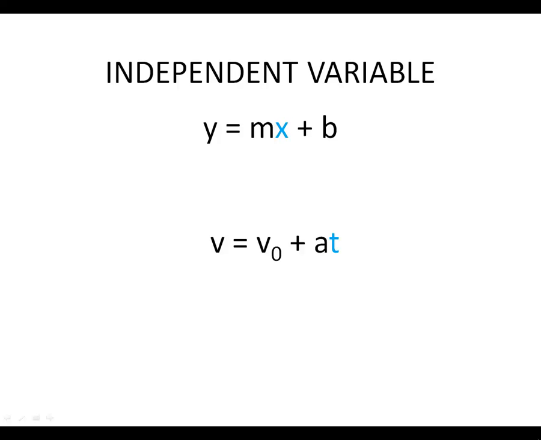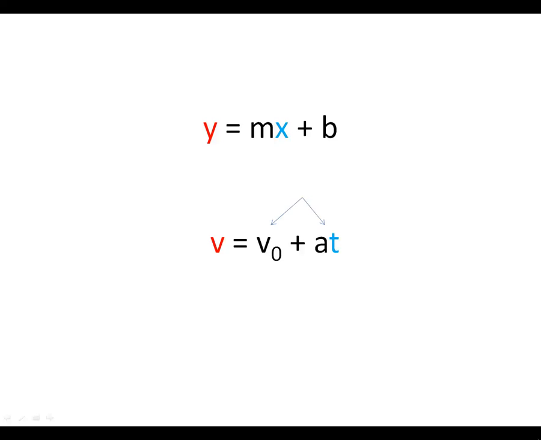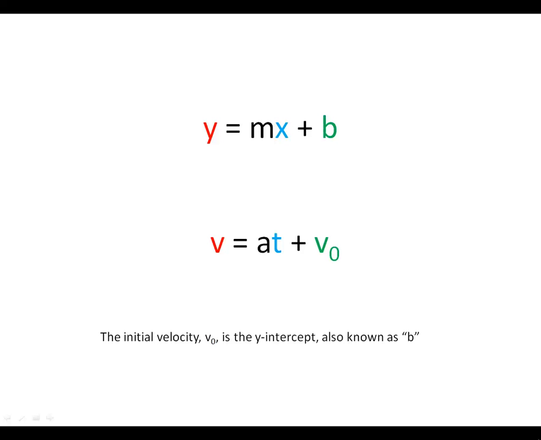We recognized what the independent variable was in the physics equation. We recognized what the dependent variable was in the physics equation. And then we decided that knowing where those two variables are, we can rewrite the bottom equation in the format of y equals mx plus b. And we get this. This leads us to conclude that the y-intercept, also known as b, is the initial velocity.